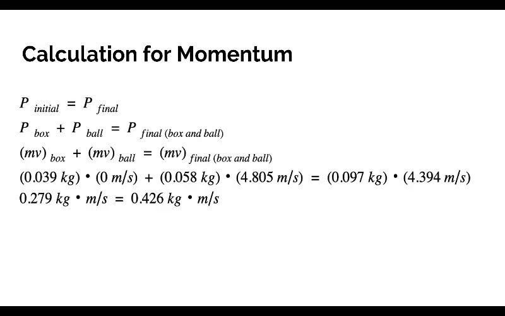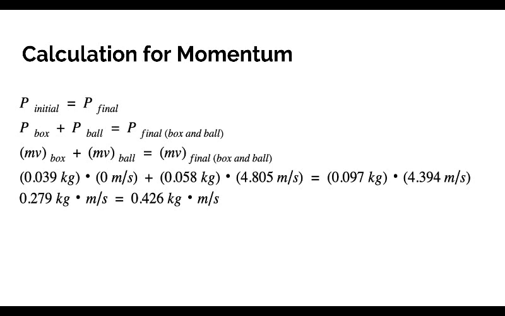The equations were used to determine the momentum the instant before and the instant after collision. It was expected the momentum prior to the collision would equal the momentum after the collision. However, the initial momentum was determined to be 0.279 kilograms times meters per second, and the final momentum was determined to be 0.426 kilograms times meters per second, indicating the momentum increased after the collision. The percent difference between the initial and final momentum is 41.7%.